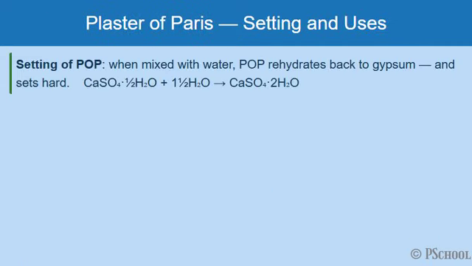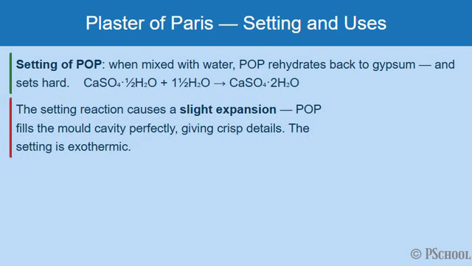Setting of plaster of Paris. When mixed with water, POP rehydrates back to gypsum and sets hard. CaSO4.½H2O plus 1.5 H2O gives CaSO4.2H2O. The setting reaction causes a slight expansion, so POP fills the mold cavity perfectly, giving crisp details. The setting is also exothermic.